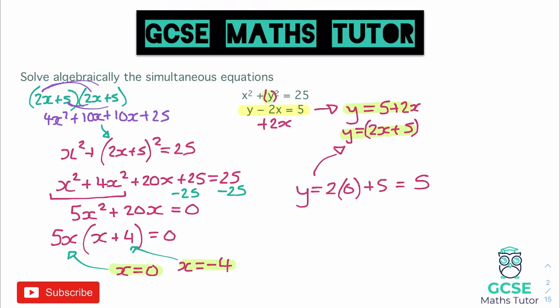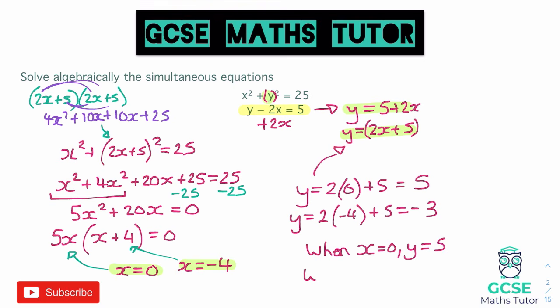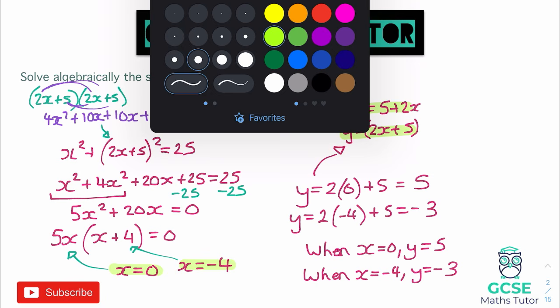And if I do the next one, y is going to equal 2 lots of negative 4, which is negative 8, and then add 5. And that's going to equal negative 3. So we have two sets of values. We've got when x equals 0, y equals 5. And also, when x equals negative 4, y equals negative 3. And there we go, there's our solutions.